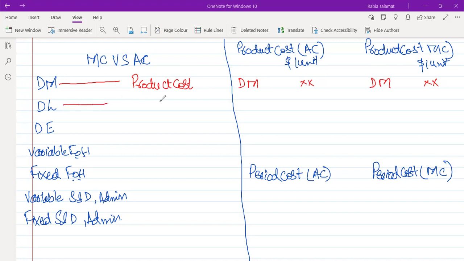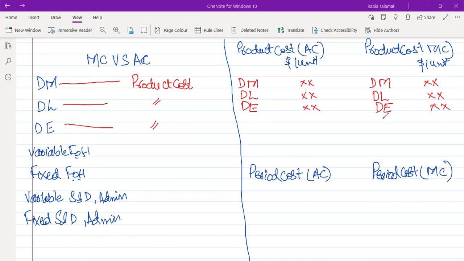Direct labor, generally we classify as a product cost. When we discuss in the marginal and absorption costing concept, again, there is no conflict. Direct labor is part of the product cost using absorption and marginal. Then direct expenses is your product cost. Again, there is no conflict in marginal and absorption costing relating to direct expense. In other words, prime cost is the same in both costing methods. It is treated as product cost.